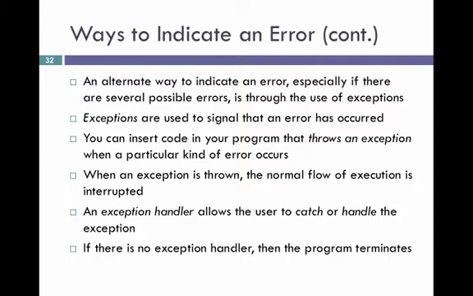Exceptions are used to signal that an error has happened, and you can insert code into your program that throws an exception when a particular kind of error occurs. And then when the exception is thrown, the normal flow of execution is interrupted, and an exception handler lets you catch or handle this exception. If there's no exception handler, then the program terminates.